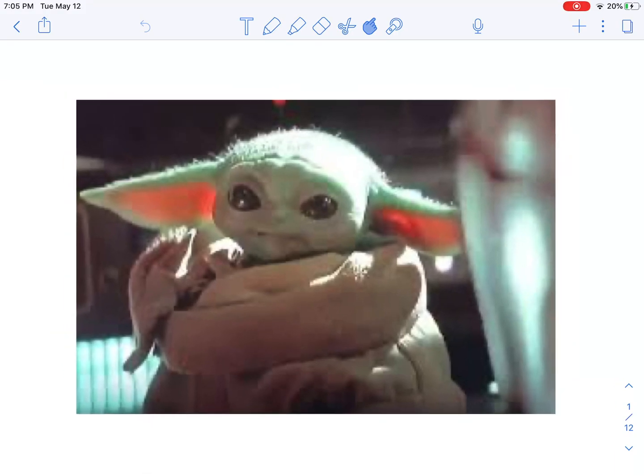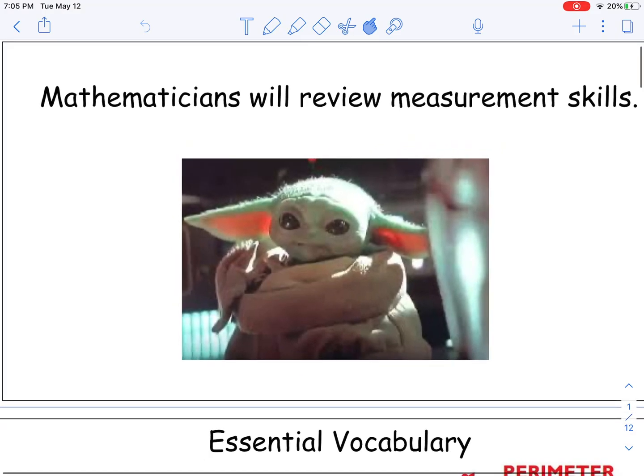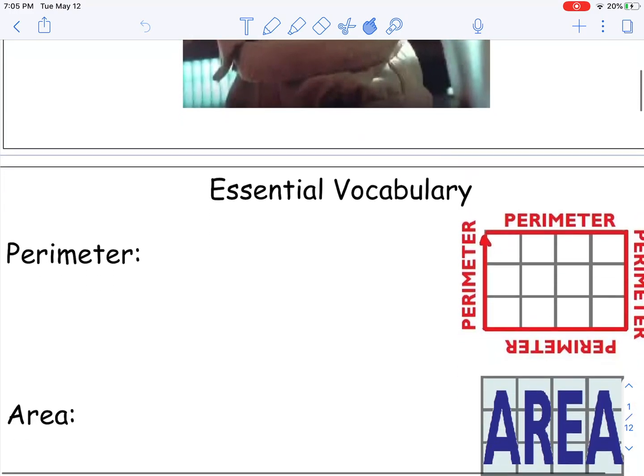And Baby Yoda, he's also very proud of you. He would like to give you a high five. Although, I don't know if it'd be a high five. Does Baby Yoda have 5 fingers? Get back to me on that one, boys.